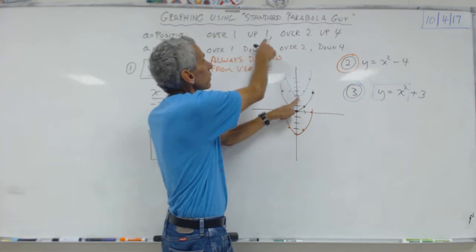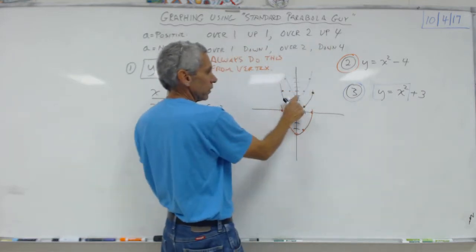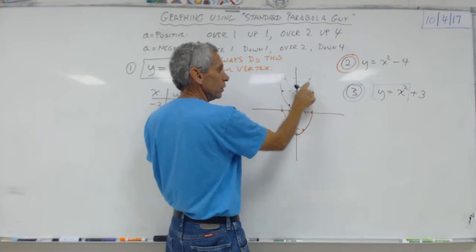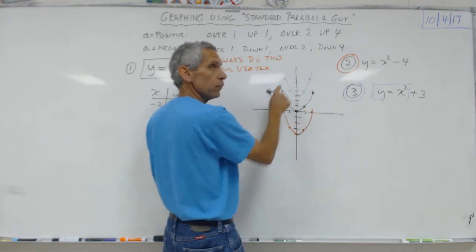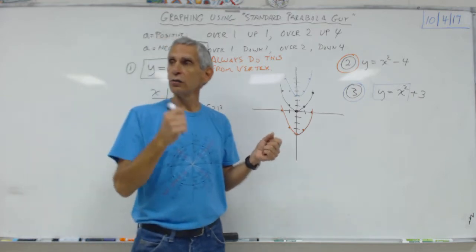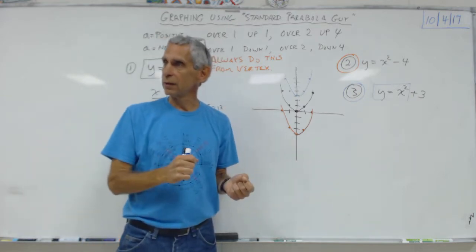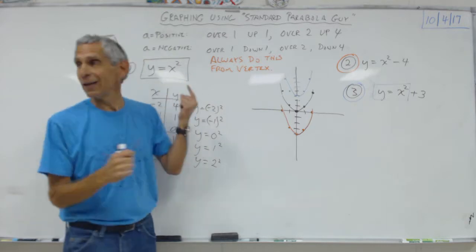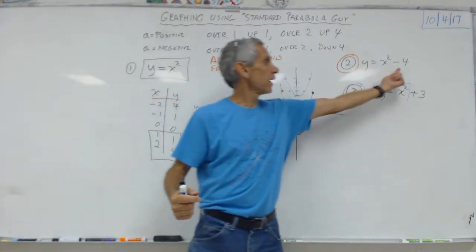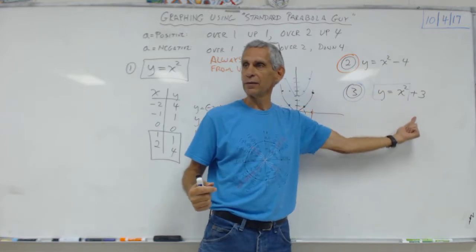Over 1, up 1. Over 2, up 4. From here, I go over 1, up 1. Over 1 this way, up 1. Over 2, up 4. Over 2, up 4. And I'm done. Okay? As long as you know where the vertex is, you can use this method. And when there's no b, it's easy to find the vertex. It's just that number on the y-axis, right?